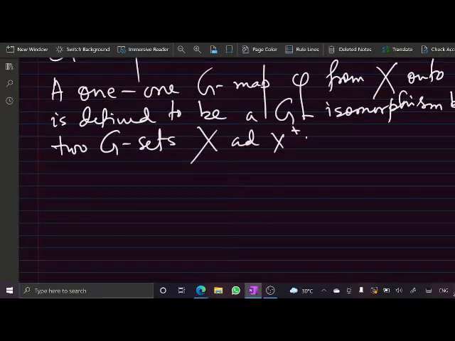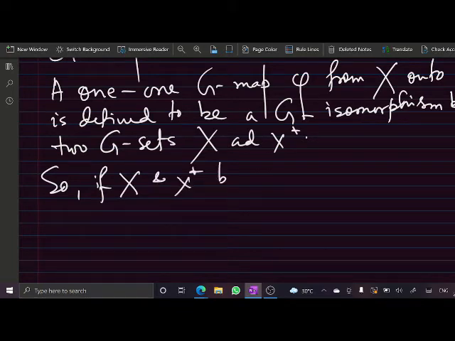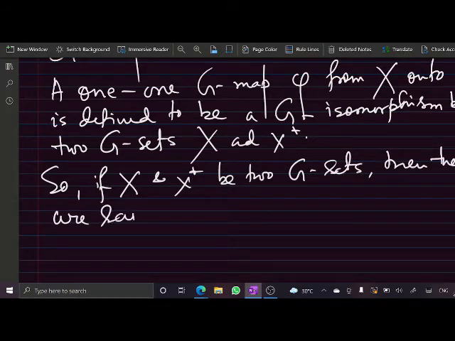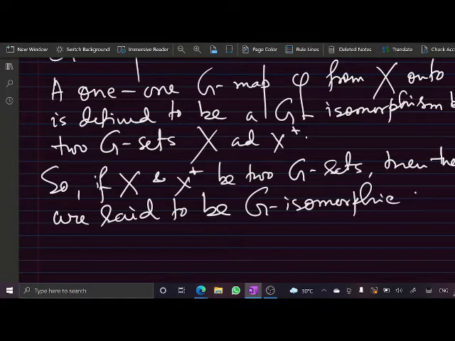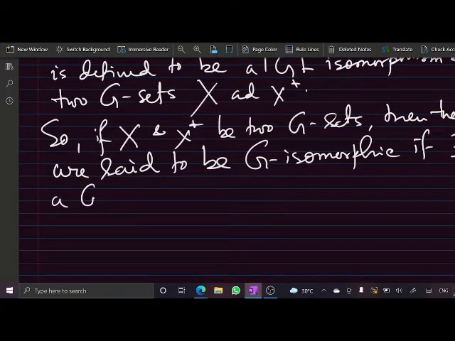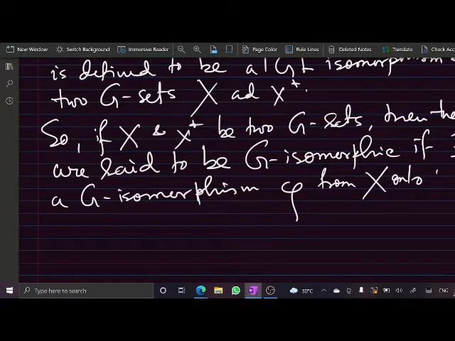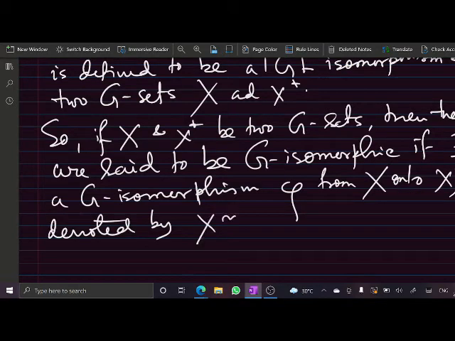That means if X and X star are two G sets, then they are said to be G isomorphic if there exists a G isomorphism phi from X onto X star, denoted by X is equivalent to X star as a G set. So as a G set they are the same.